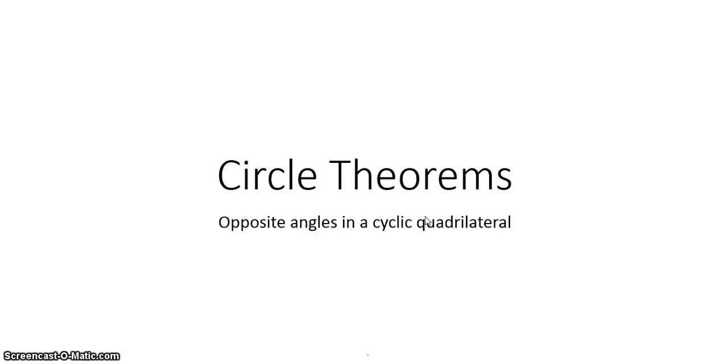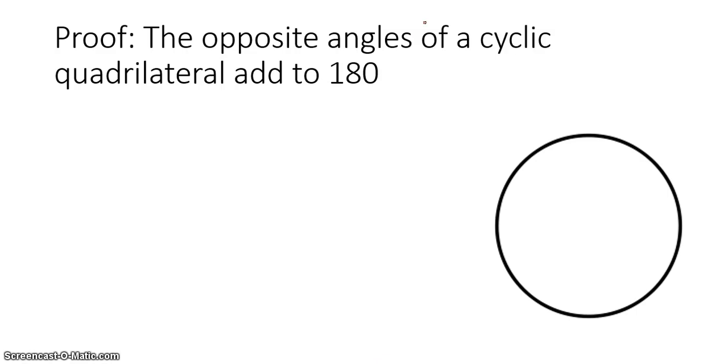So this is going to be a video on cyclic quadrilaterals and the fact that opposite angles in a cyclic quadrilateral add up to 180. I'll do two proofs of this. One's going to be easier than the other. I'll do the easy one first, so if you understand that, you can move on. But here we go. The proof is: the opposite angles of a cyclic quadrilateral add up to 180.